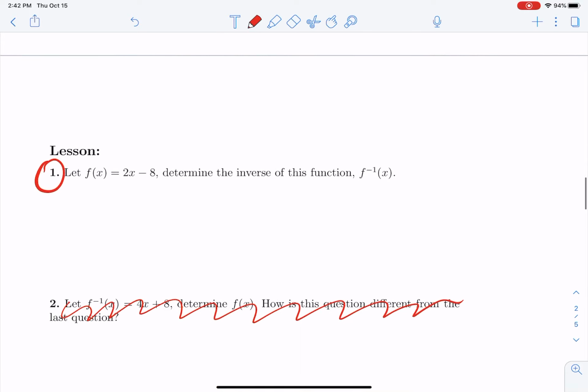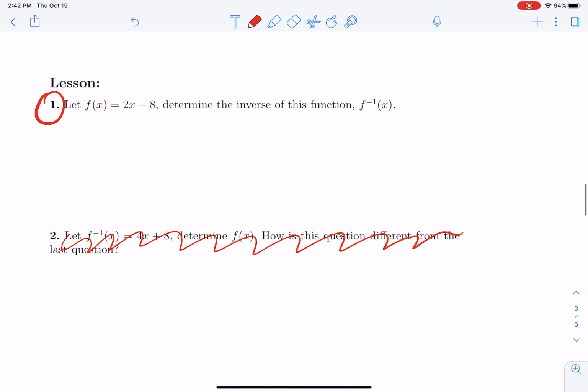All right, so let's take a look at one of these in maybe like a Regents style question, or sort of what we'll look at in Algebra 2. So we're told let f of x equal 2x minus 8. Determine the inverse of this function f, and we see this kind of crazy looking thing, f negative 1 of x. What does that even mean? We read this as f inverse of x. That's all that negative 1 means.